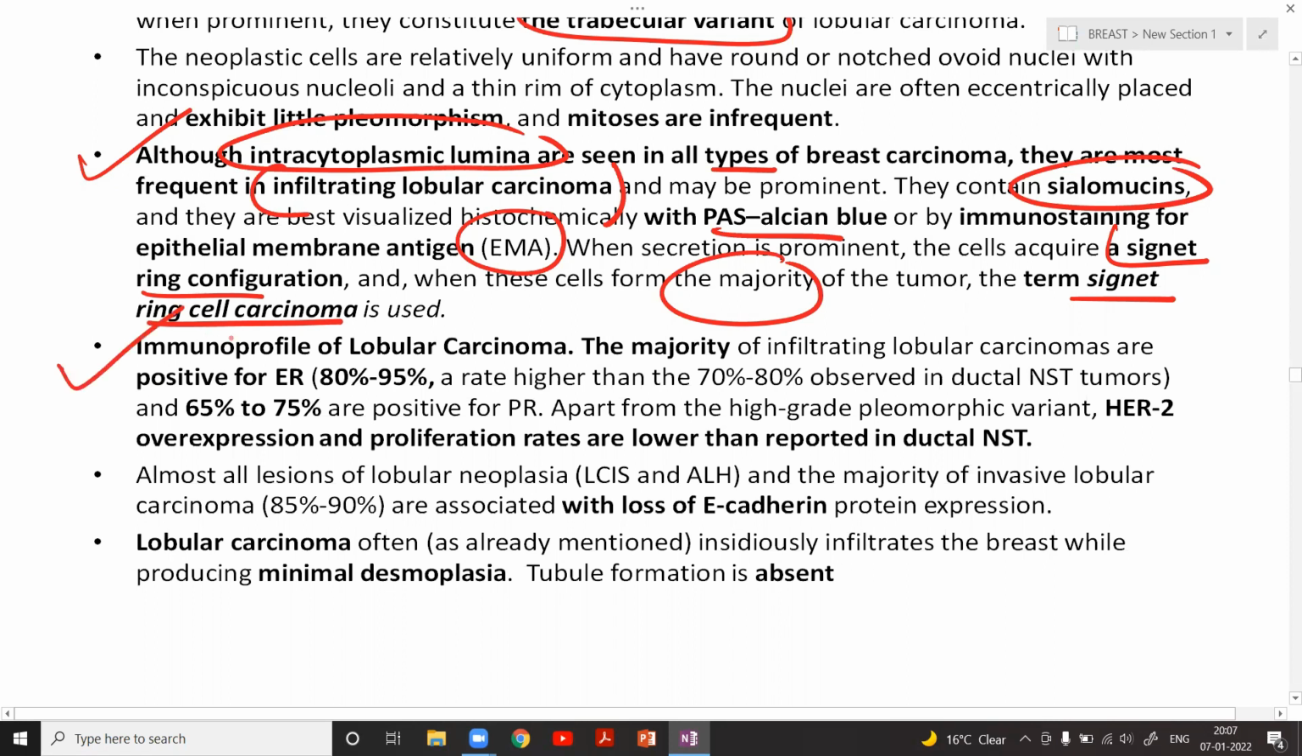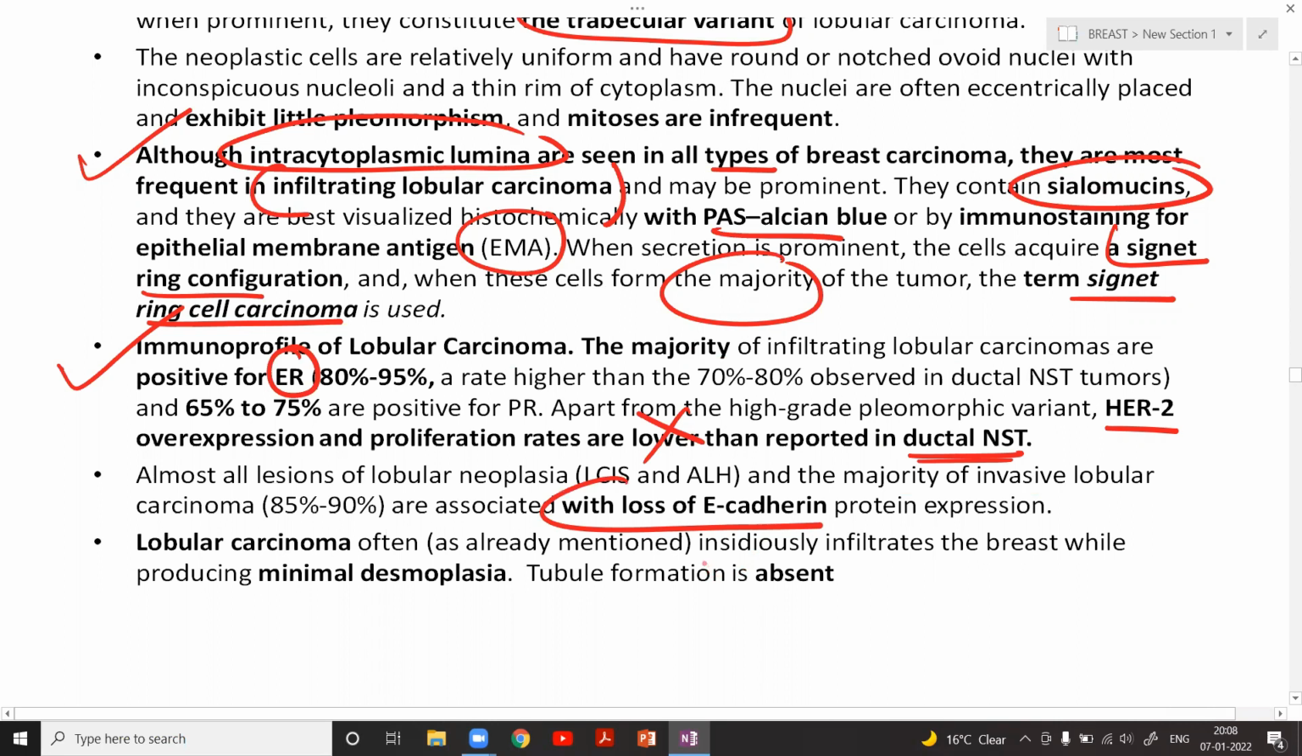As I told you, IHC-wise, the majority are ER positive, PR positive. Okay, and very important, HER2 overexpression is not reported much in this variety, but very important is the loss of E-cadherin expression that is seen in this particular carcinoma.